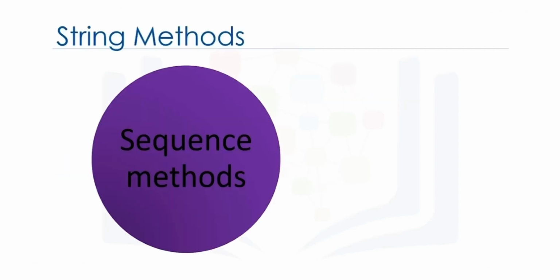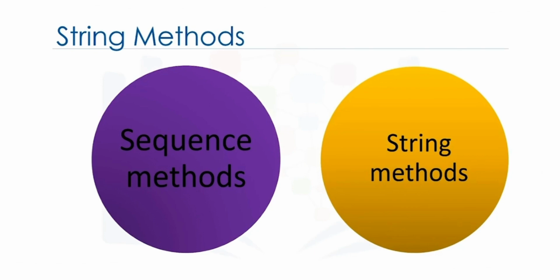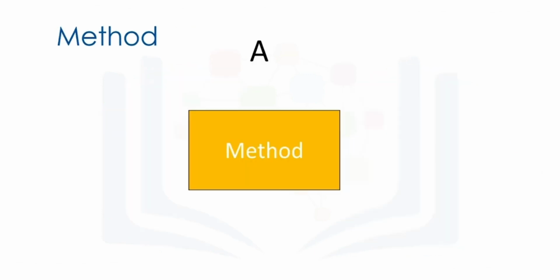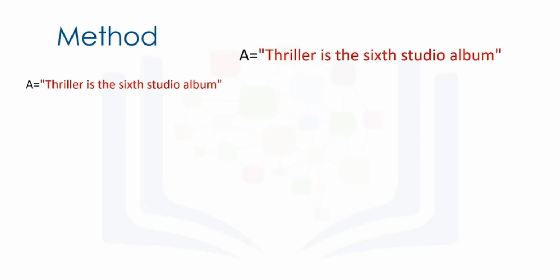Strings are sequences and, as such, have methods that work on lists and tuples. Strings also have a second set of methods that just work on strings. When we apply a method to the string A, we get a new string B that is different from A. Let's do some examples. Let's try with the method upper. This method converts lowercase characters to uppercase characters.